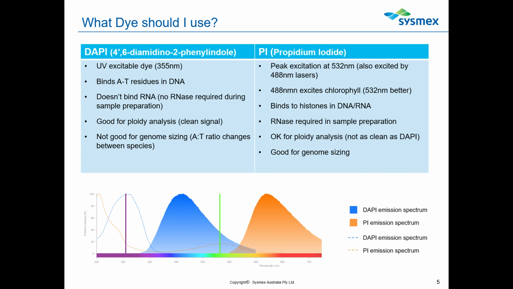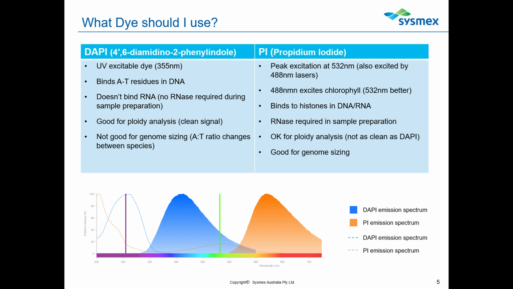DAPI is a UV excited dye, so it's excited in the 355 nanometer range. And looking at the spectral chart underneath the table, we can see that the blue dotted line shows the excitation profile of the DAPI fluorescence dye. The peak excitation for DAPI is somewhere around that 355 to 365 nanometers. Upon excitation, DAPI fluoresces in the 450 to 470 wavelength range. So that's peak fluorescence for DAPI.